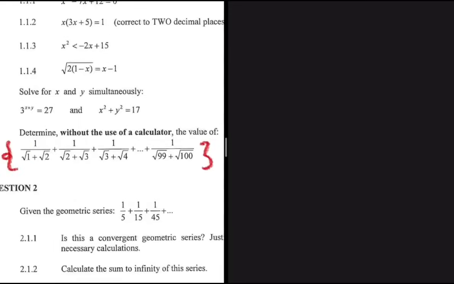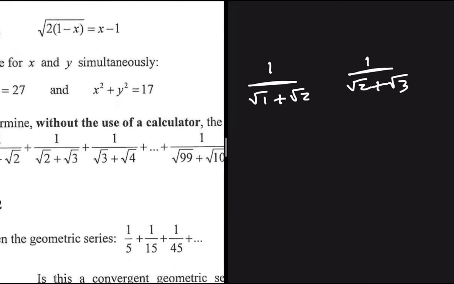Let's look at 1.3. Determine without the use of calculator the value of whatever this is. Right. We have a series. What is a series? A series is a summation of the terms on a sequence, right? So you can see that for the first term, we have 1 divided by square root of 1 plus square root of 2, right? So that is the first term. And then the second term, we have 1 divided by square root of 2 plus square root of 3. And then the third term, as you can see, is 1 divided by the square root of 3 plus the square root of 4.